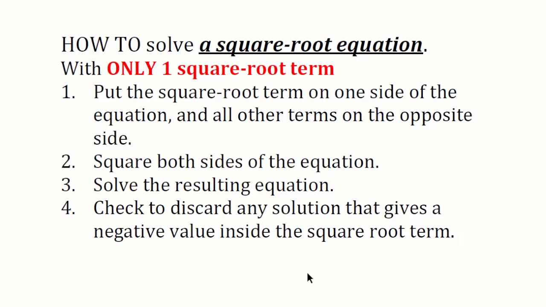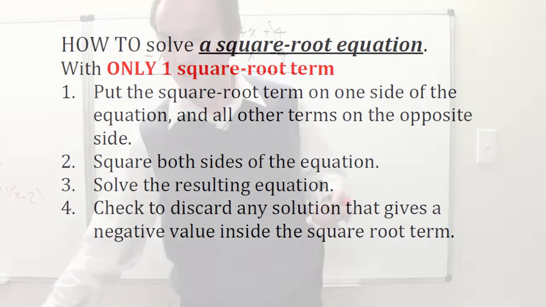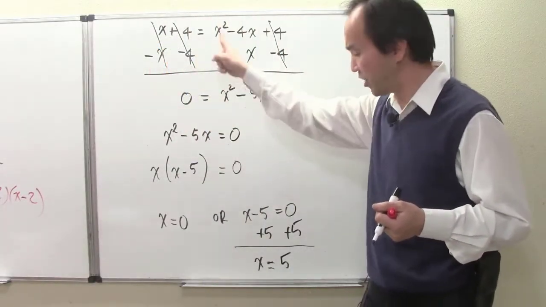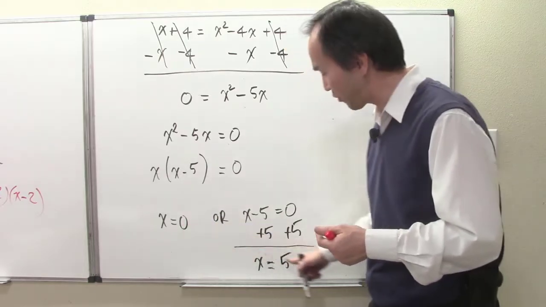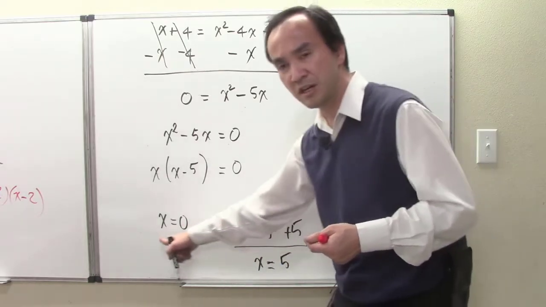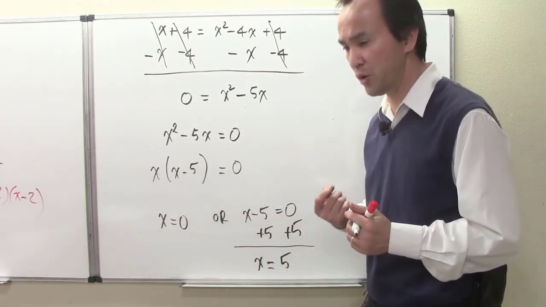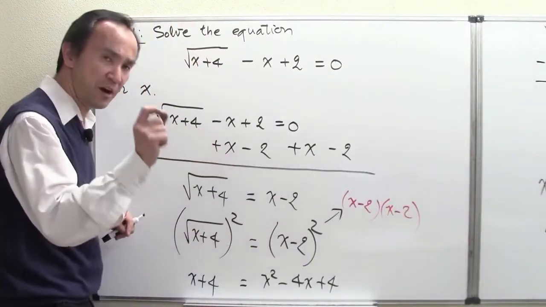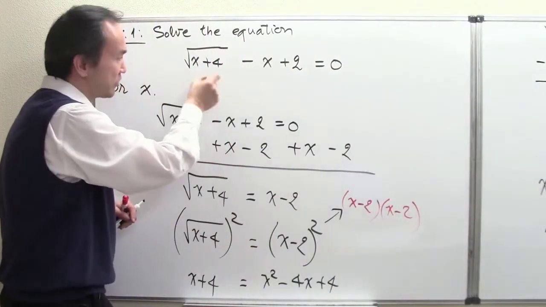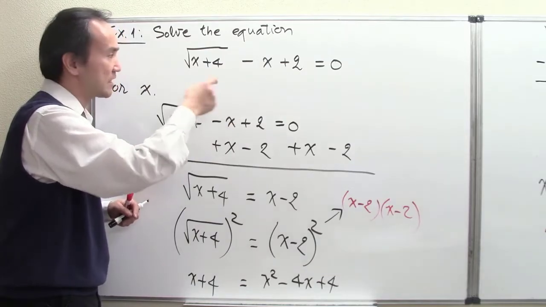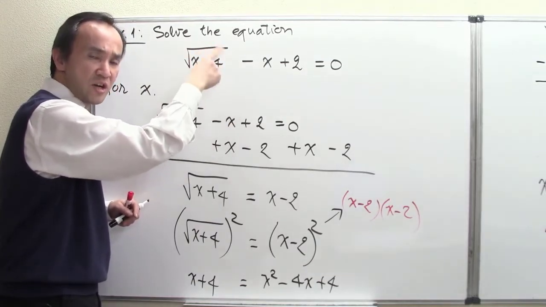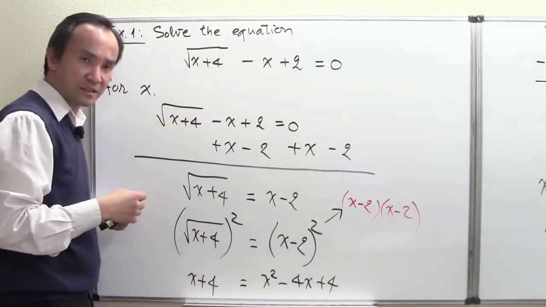But now in step 4, we need to check to discard any solution that gives a negative value inside the square root term. So this is a very important step. After solving that resulting equation, we have ended up with 2 values, but I'm not going to rush into concluding these 2 answers as our solution to the equation at the beginning yet. We need to make sure that any value we have found for x, when we substitute it back into this equation, won't violate that critical requirement that the expression inside the square root has to be positive or 0 only.